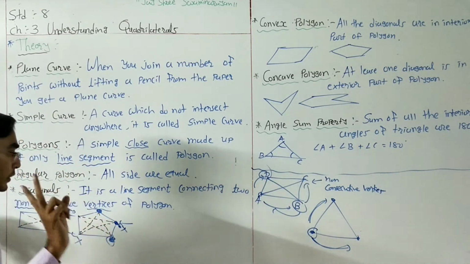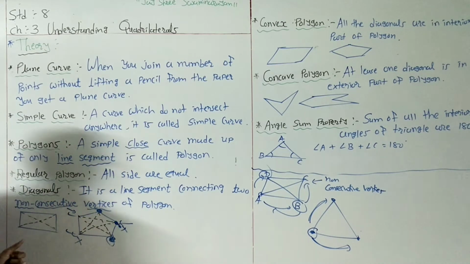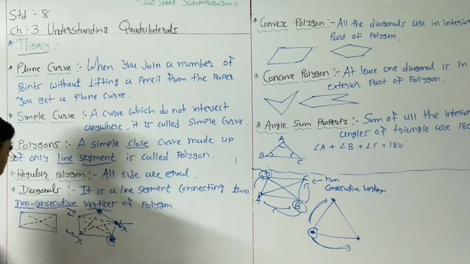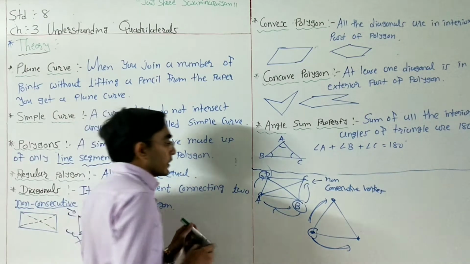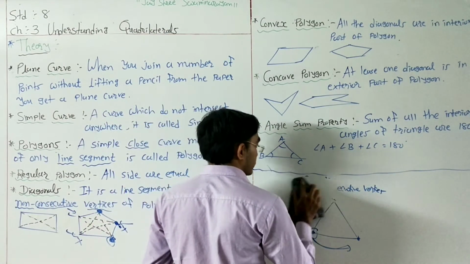Okay, a quadrilateral has 2 diagonals. This is one type of quadrilateral. It has 2 diagonals. Okay, our next topic is convex polygon.